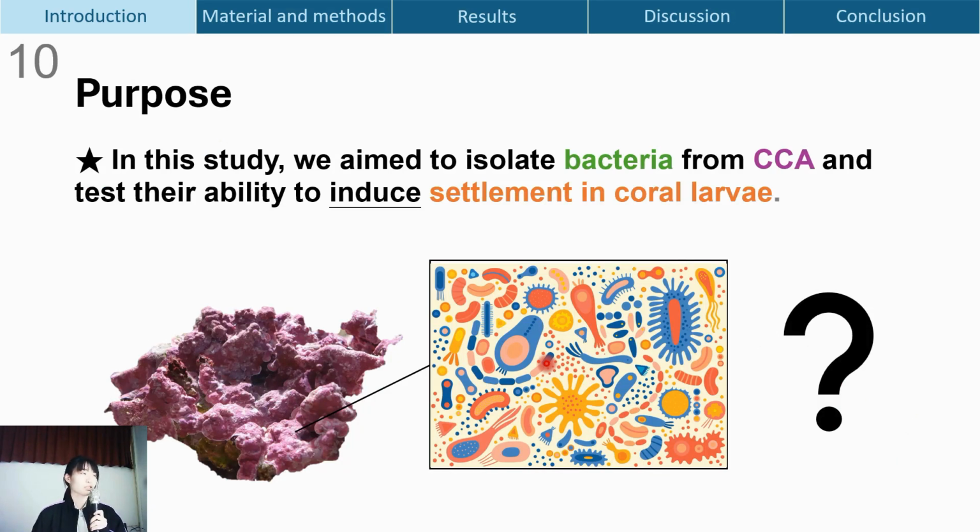So our research purpose in this study: we aim to isolate bacteria from CCA and test their ability to induce settlement in coral larvae. To be plain, we need to know which bacteria can induce the settlement.